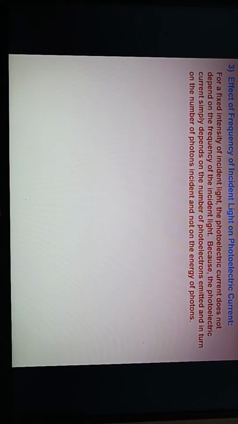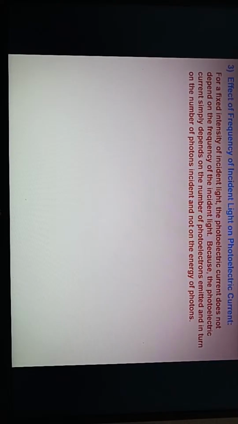Whereas frequency will provide the energy to the photon only, not eject. So even if frequency increases, it does not increase the photoelectric current. But if the number of photons increases, the photoelectric current will increase. That way you write.